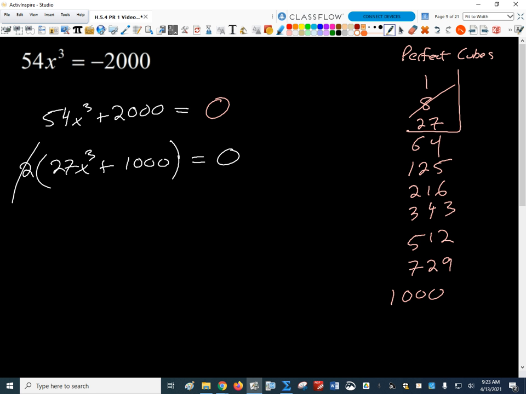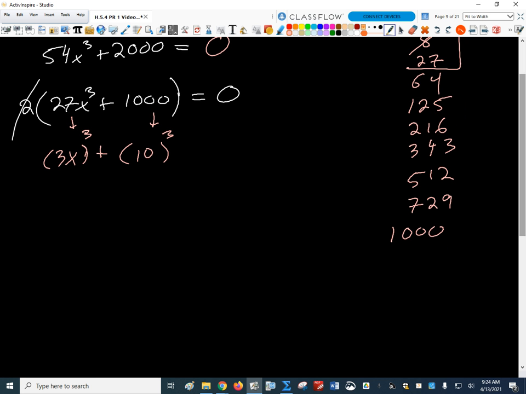27x cubed plus 1,000. That looks like a difference of cubes, doesn't it? That looks like, or sum of cubes, sorry. What is being cubed in that first term? 3x, okay? So we've got the quantity 3x cubed plus 1,000 is just 10 cubed, right? So now that fits our pattern, doesn't it? That fits our sum of cubes pattern. So let's see if we can remember how to do that.